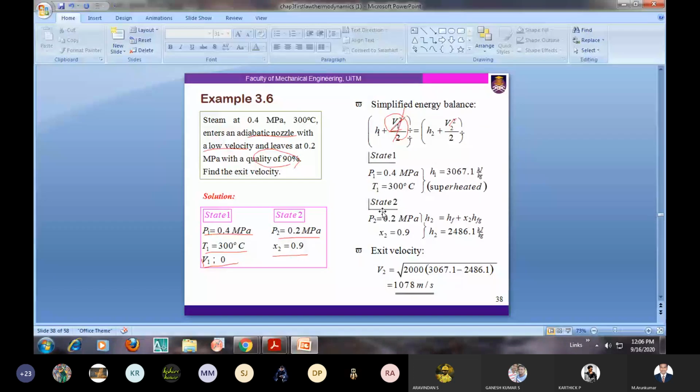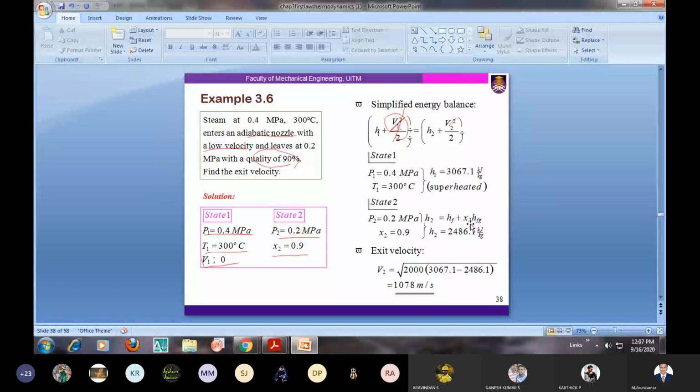Then for the second state, they gave the pressure P2 and they gave X2, that is the quality. So we can again take these values from the pressure table. The corresponding values for 0.2 megapascal can be taken to find H2. H2 can be calculated as HF plus X2 times HFG. You know the X value, so we can take the HF and HFG values. Then if you substitute, we can calculate the H2 value.